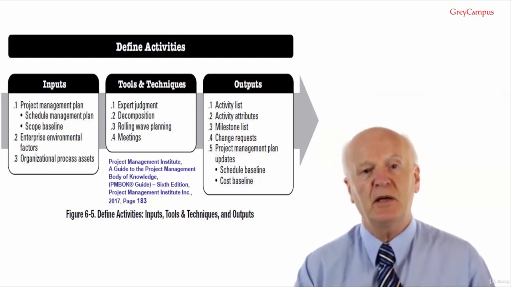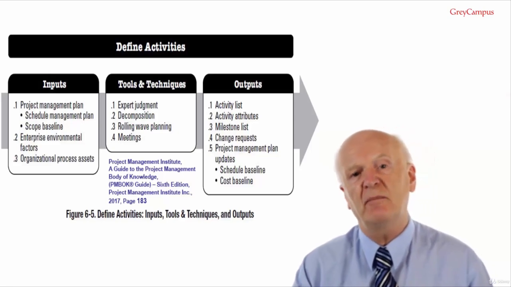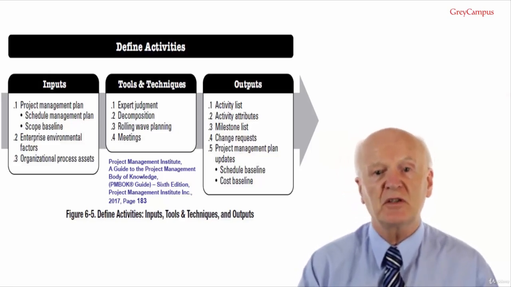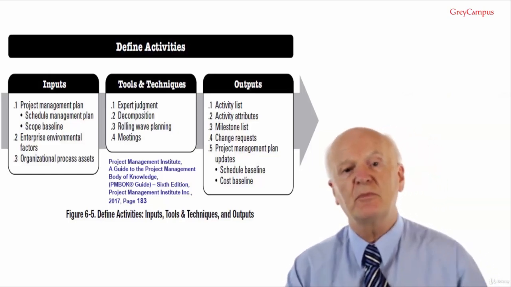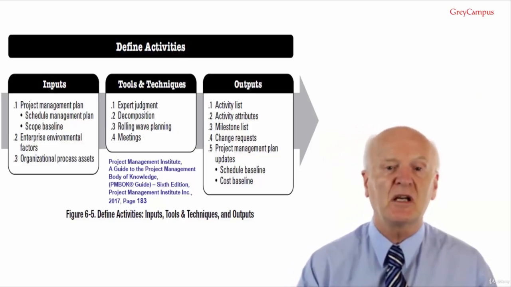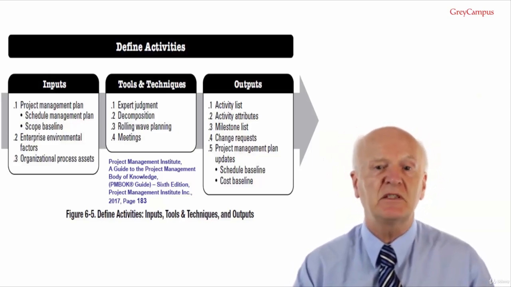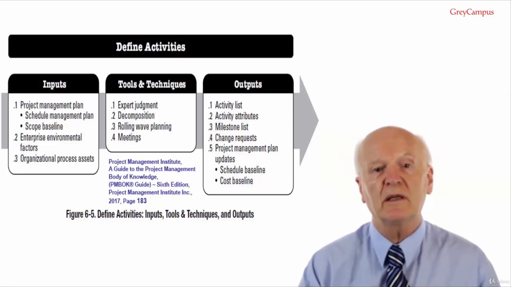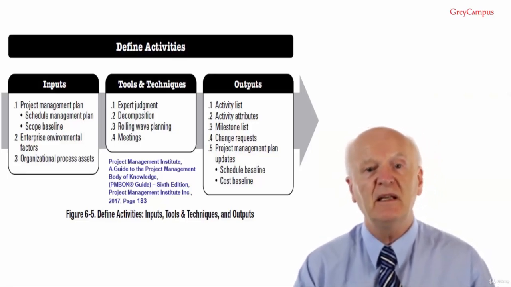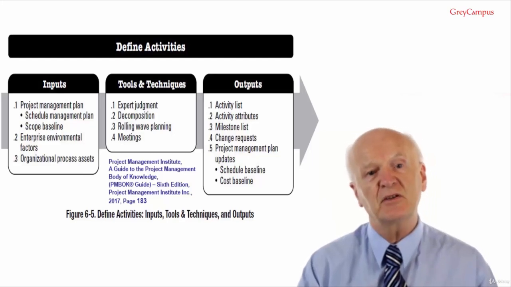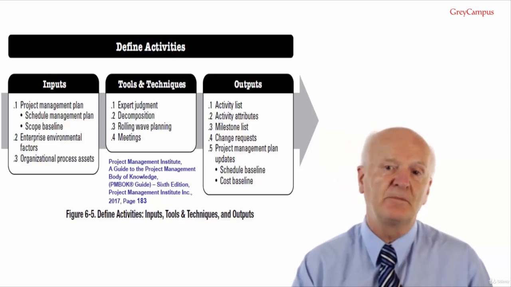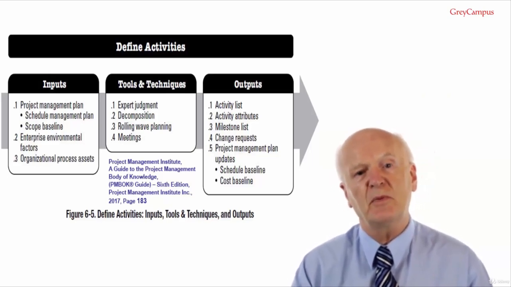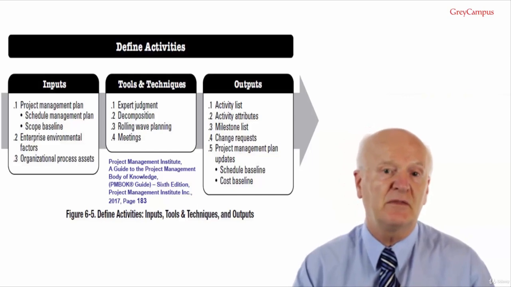Output number 5, project management plan updates. Any change to the project management plan goes to the organisational change control process via a change request. Components that may require a change request for the project management plan include schedule baseline. Throughout the project, work packages are progressively elaborated into activities. This process may reveal work which is not part of the initial schedule baseline, necessitating a change to delivery dates or other significant schedule milestones that are part of the schedule baseline. Cost baseline. Changes to the cost baseline are incorporated in response to approved changes in scheduled activities.